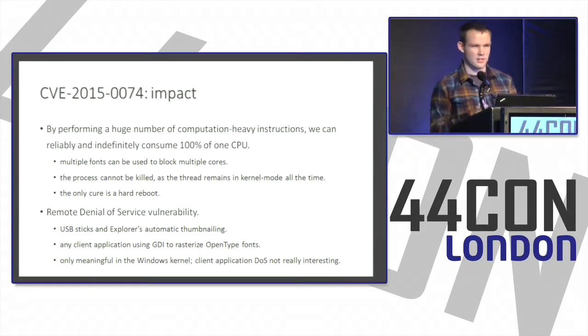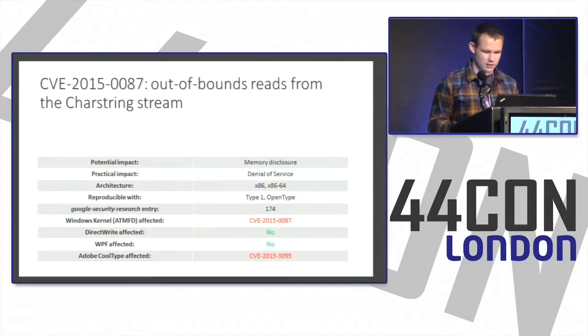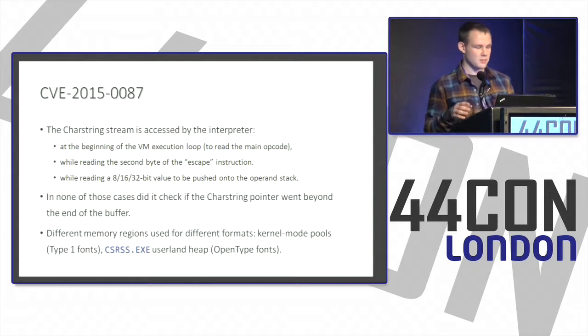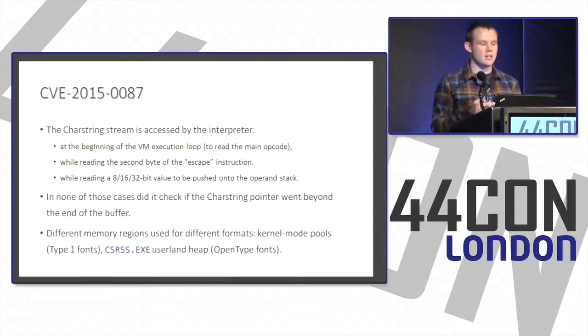But it already tells you that they didn't really consider too many of the corner cases that someone would want to attack. So the second bug, which is also quite simple, which affected both Windows kernel and Adobe Reader, is just out-of-bounds reads from the charstring stream. It's also very simple. So the charstring stream, the stream of instructions, is accessed by the interpreter in several situations, either at the beginning of the VM execution loop in order to read the main opcode, or while reading the escape opcode, or when reading an immediate value to push on the operand stack.